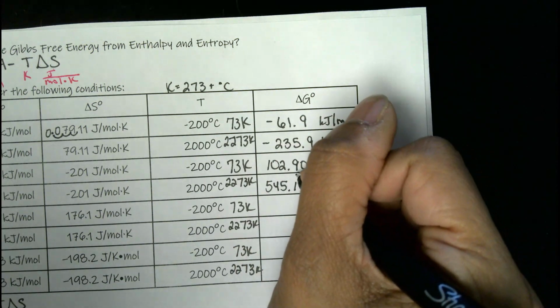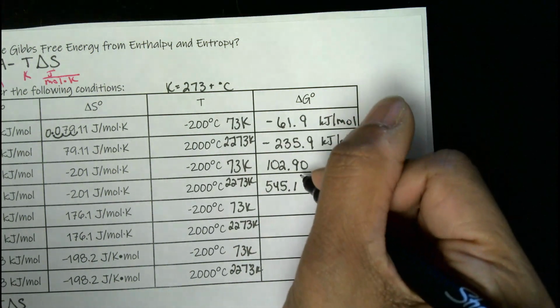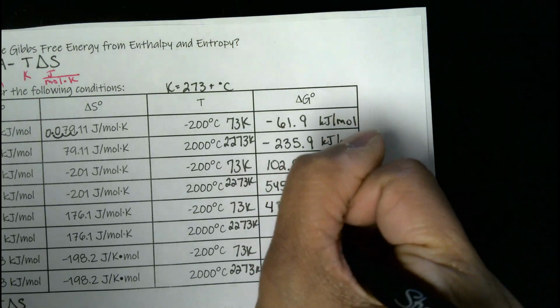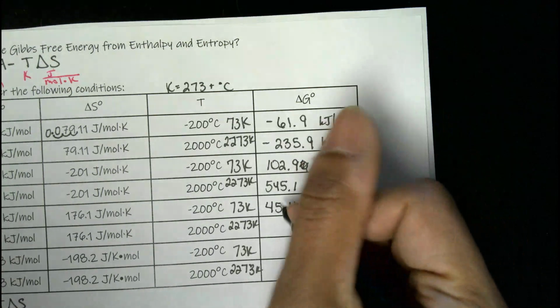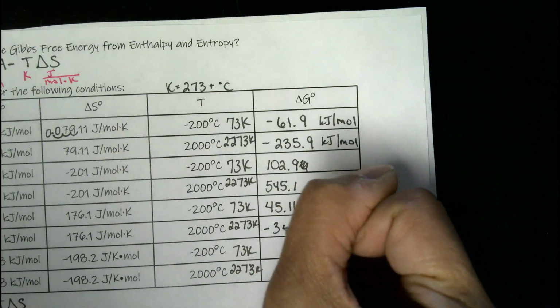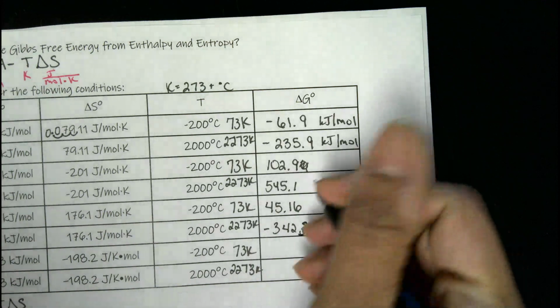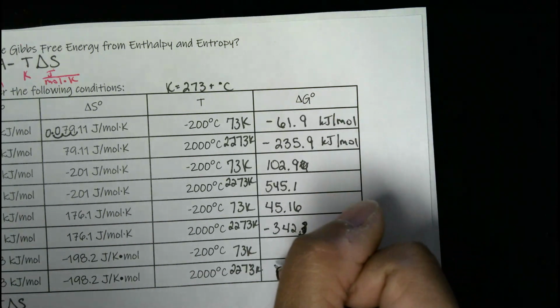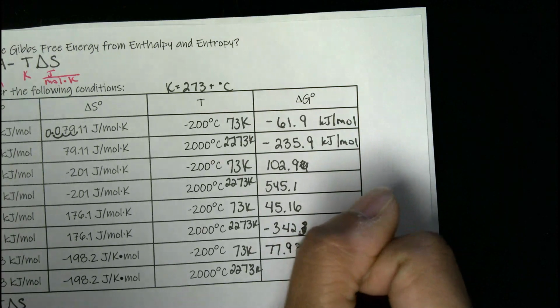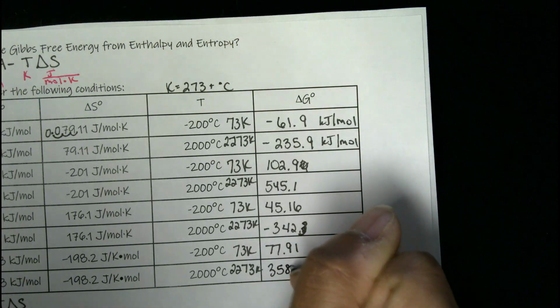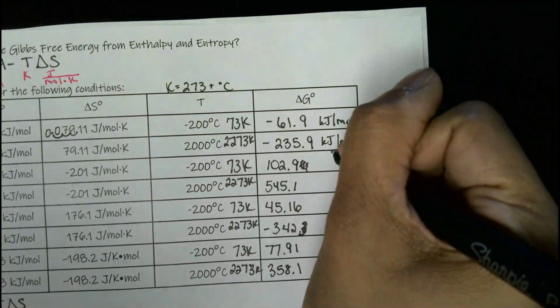Oh, I don't think I did proper sig figs on these. I'll get rid of that. And 45.16, 2.2. Oh, actually, that's 3. I'm using 4 sig figs. And again, all of these are kilojoules per mole.